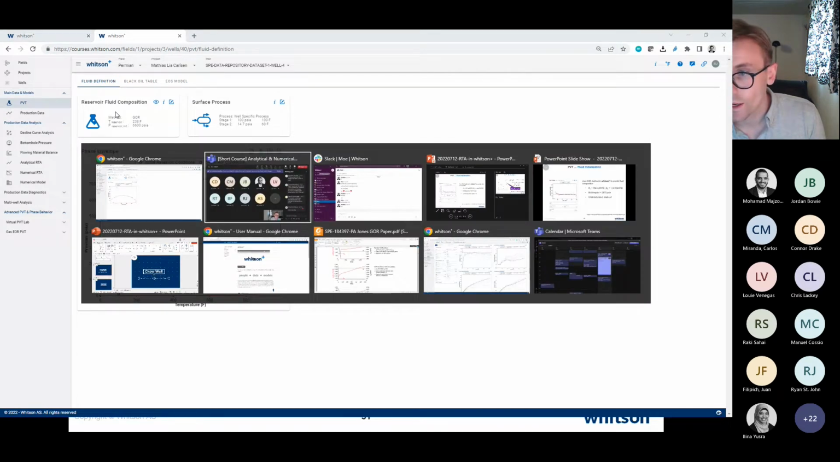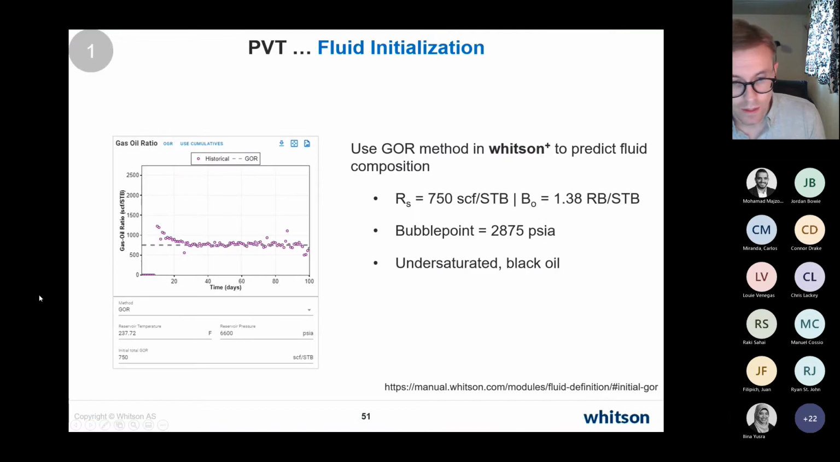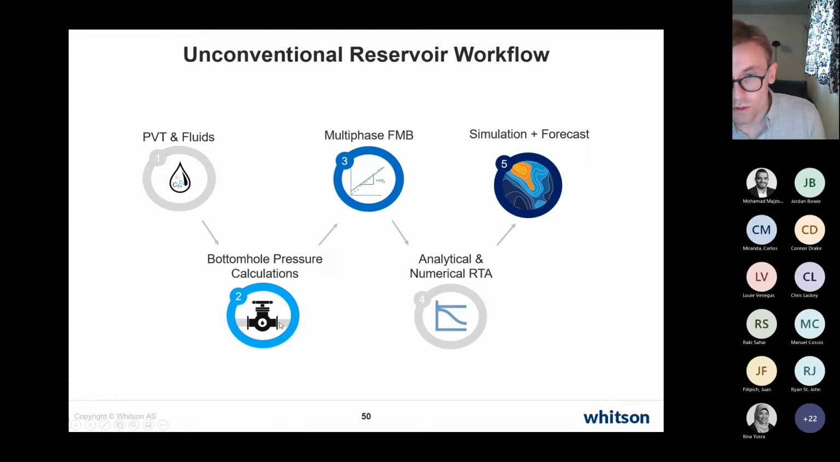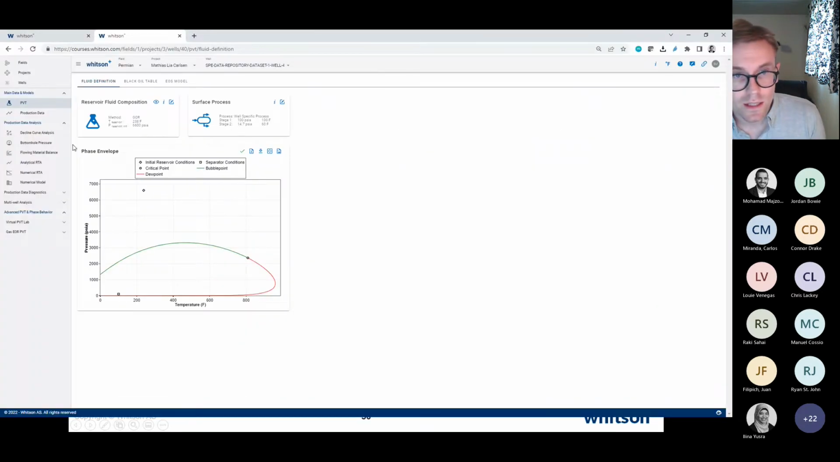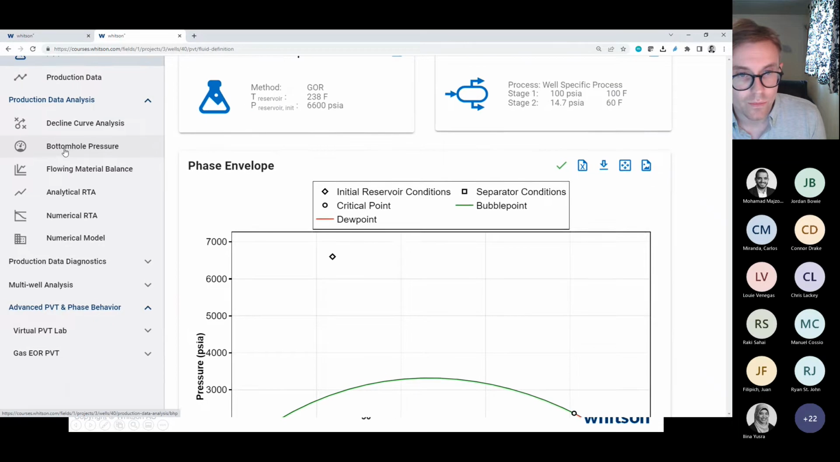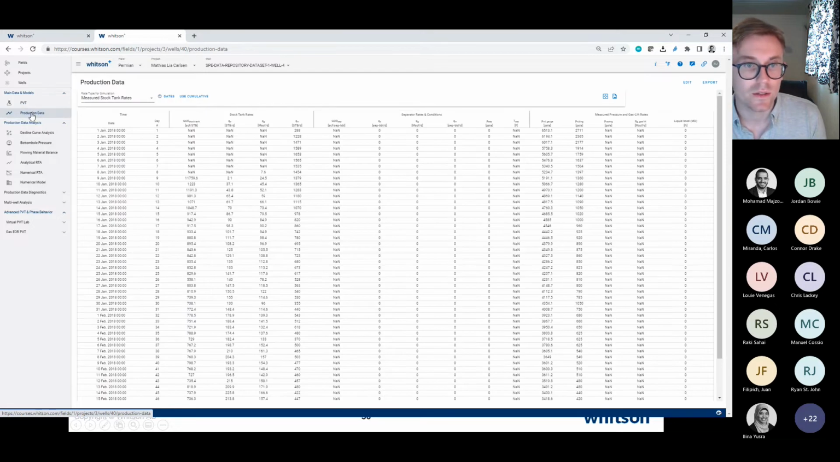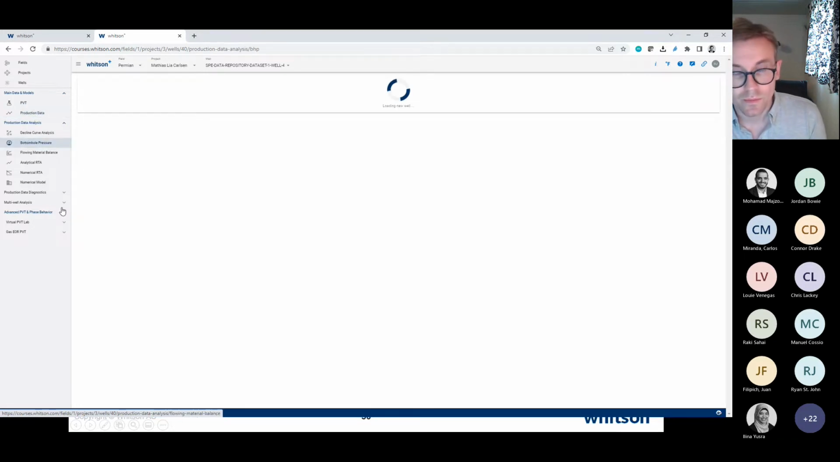The next thing that we'll go ahead and do, that is a part of the workflow that we saw in the previous slide, is bottom hole pressures. That's all the way down here to the left of the menu. We just follow the menu down. So that's where we combine PVT and production data to calculate our bottom hole pressures.